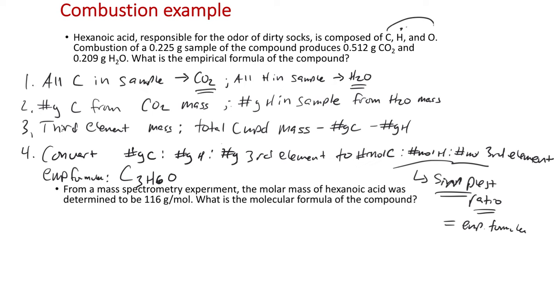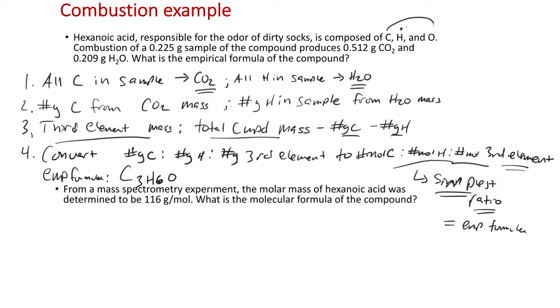And then the third element doesn't really matter so much what it is, because we're just going by difference. So we're taking the total mass of the compound, subtracting off the carbon and hydrogen. This is how we get the mass of the third element. The only thing we need to know is what the third element is. We need to know if it's O or N or sulfur or some other element. Often you'll see oxygen just to make it slightly simpler, but theoretically you can throw nitrogen in here. You just have to know what that third element is.